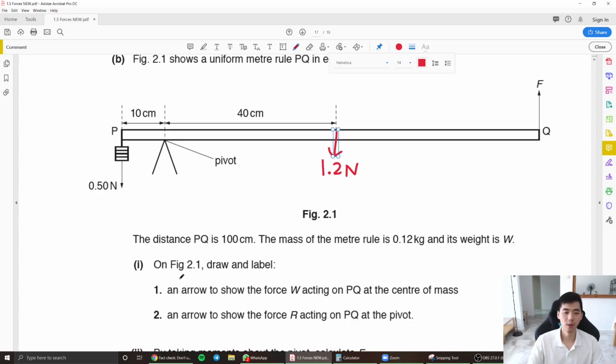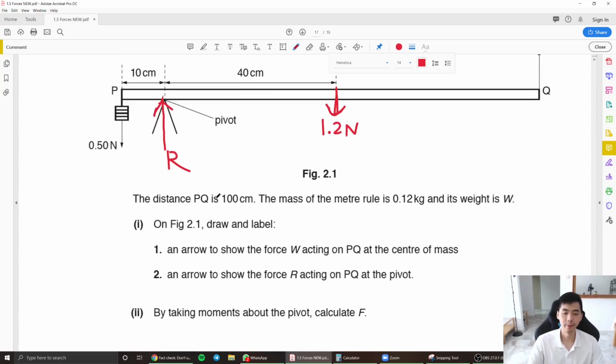which is 1.2. On figure 2.1, draw and label an arrow to show the force W acting on PQ at the center of mass. Obviously, the center of mass is going to be here. This will be your W. An arrow to show the force R acting on PQ at the pivot. This is basically going to be your reaction force, which is going to be acting on the pivot here, right?